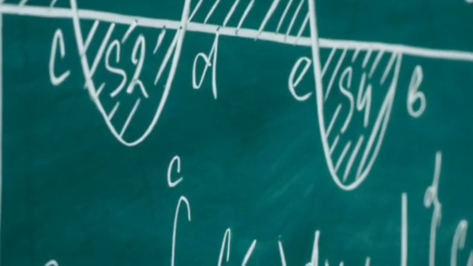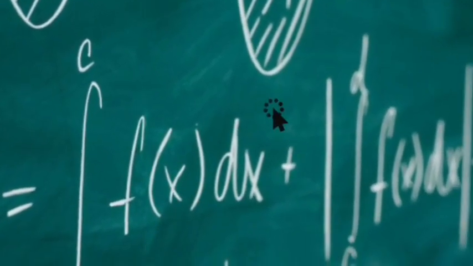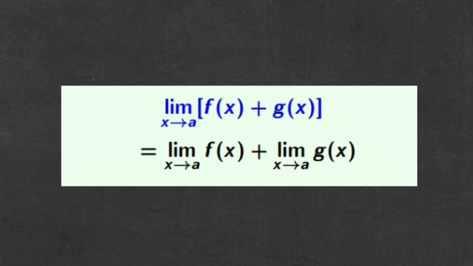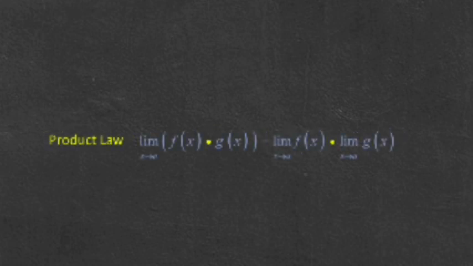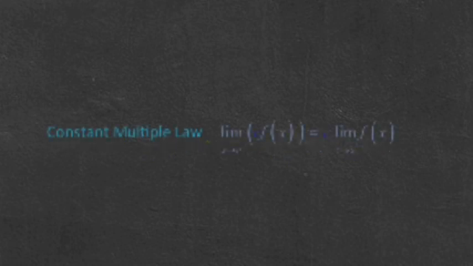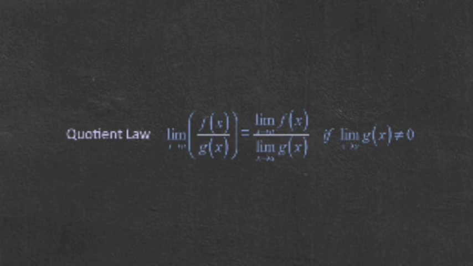Now let's dive deeper. Limits follow certain rules. Some of them are the sum rule: the limit of the sum of two functions is the sum of their limits. The difference rule: the limit of the difference of two functions is the difference of their limits. Product rule: the limit of a product of two functions is the product of their limits. Constant multiple rule: the limit of a constant times a function is the constant times the limit of the function. The quotient rule: the limit of a quotient of two functions is the quotient of their limits, provided the limit of the denominator is not 0.